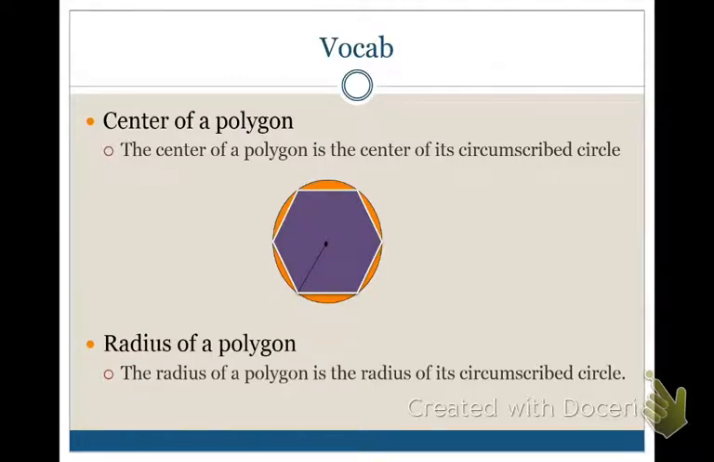All right. So radius of a polygon. The radius of a polygon is the radius of its circumscribed circle. Right? So that is, it's not this distance. It's from the center to a vertex. That's the radius of a polygon.